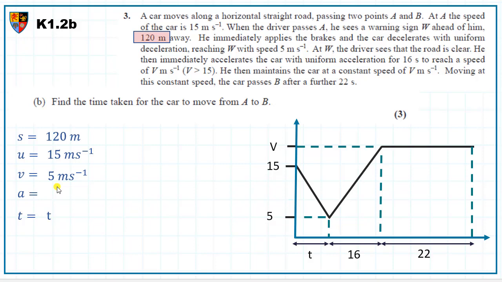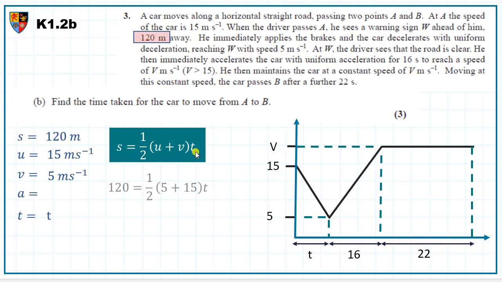Okay? I saw that point W is at 120 meters away, and I'm going from 15 down to 5. You can see it here for that time. I can use S is equal to half U plus V times T to get the distance. Substitution, you end up with 10T is 120, which means that T is equal to 12.